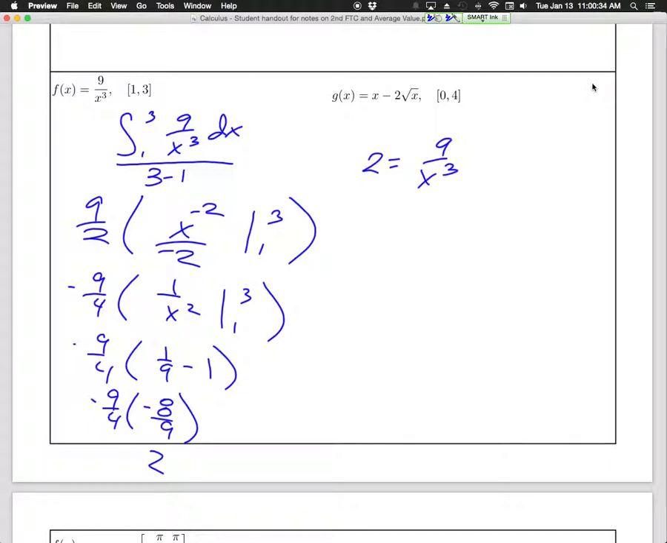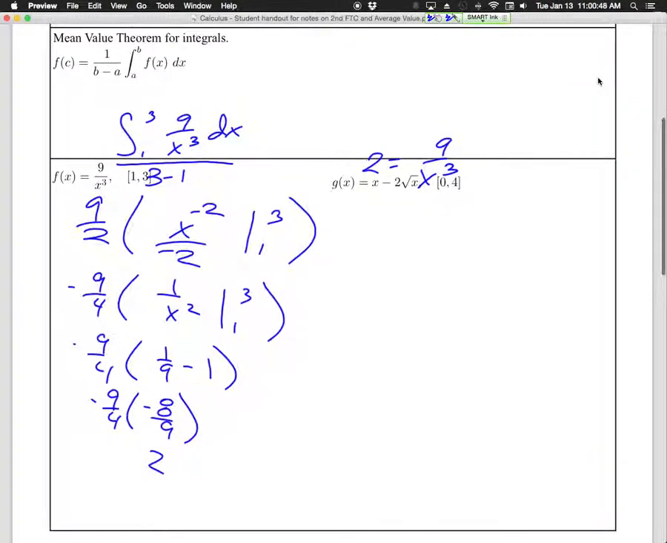So I have 2 equals 9 over x cubed. What do I want to do to solve that? I thought you were going to plug it into the MVT. What do you do with MVT? Yeah, I do. We just found this part. Okay, I just found this part which was 2, and now I'm trying to find the x value.